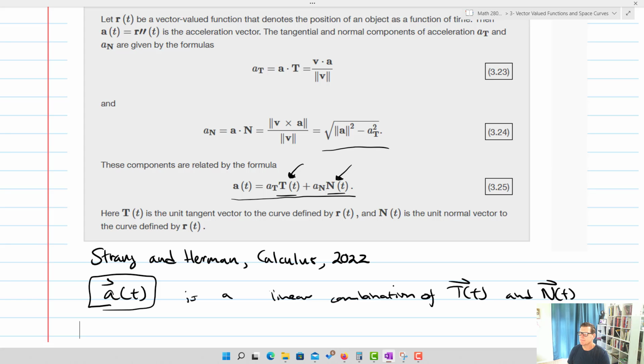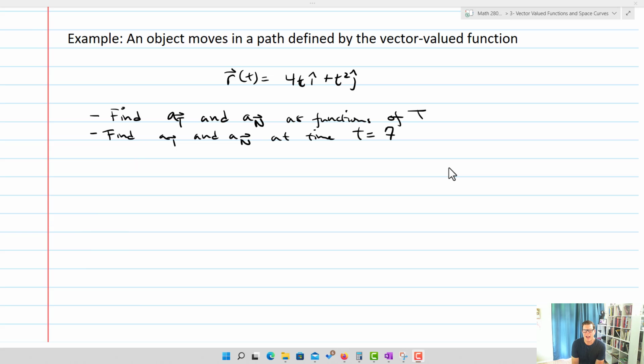Okay? All right, so let's suppose that we have an object and it moves in a path defined by the vector valued function r of t equals 4t i plus t squared j. And we want to find a sub t and a sub n as functions of t. Notice there are no vectors on there; all we're doing is defining them as the tangential component, or that magnitude, and the normal component. And then we're going to find a sub t and a sub n at time t equals 7.